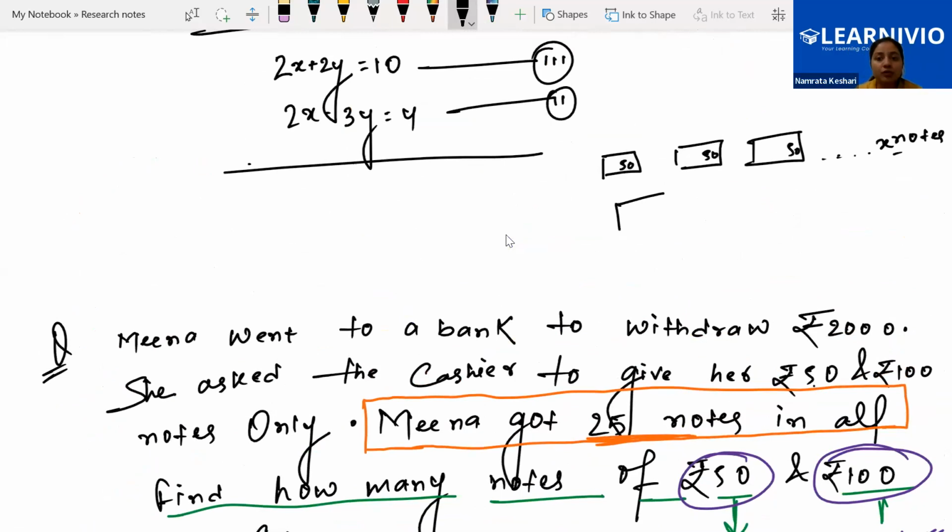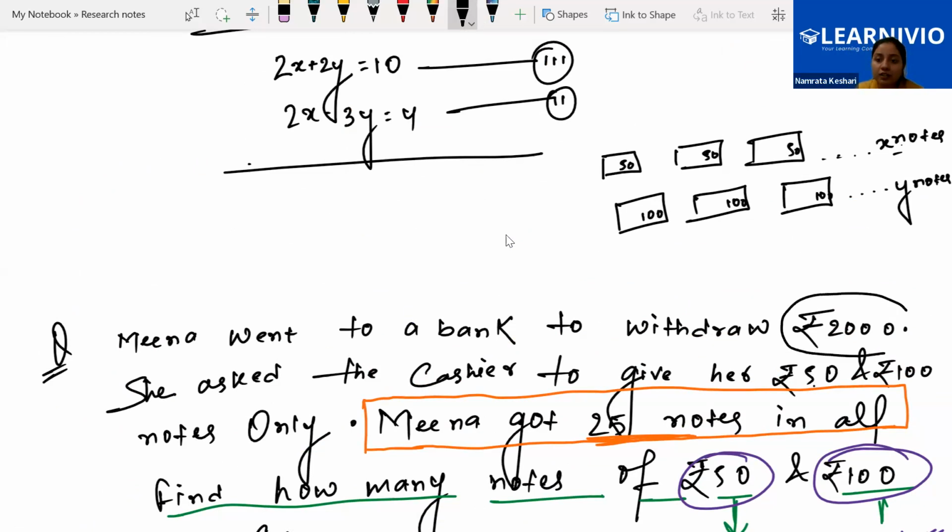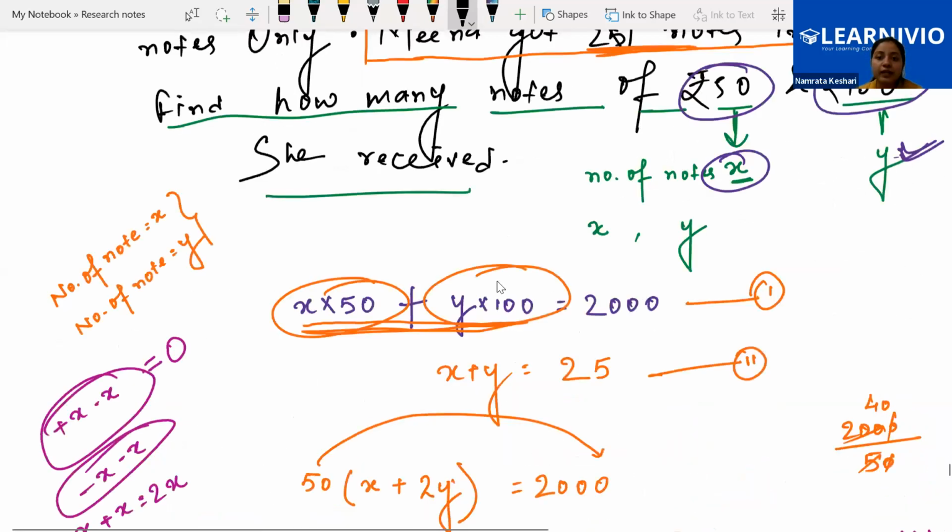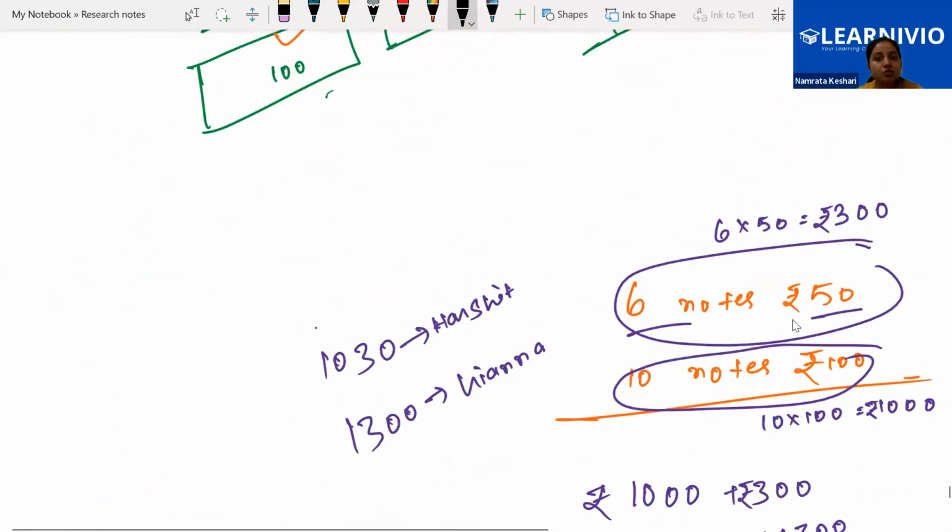Now one more denomination is there, that is 100. How many notes are there, that also we don't know. So we are saying that of 50 rupees notes, x notes are there, and of 100 rupees notes, y notes are there. Now we have to do the calculation, because the total amount we know is 2000. We understood by taking few examples that if we have 6 notes of rupees 50 and 10 notes of rupees 100, then if we do the multiplication separately one by one and add them, we will get the total amount.